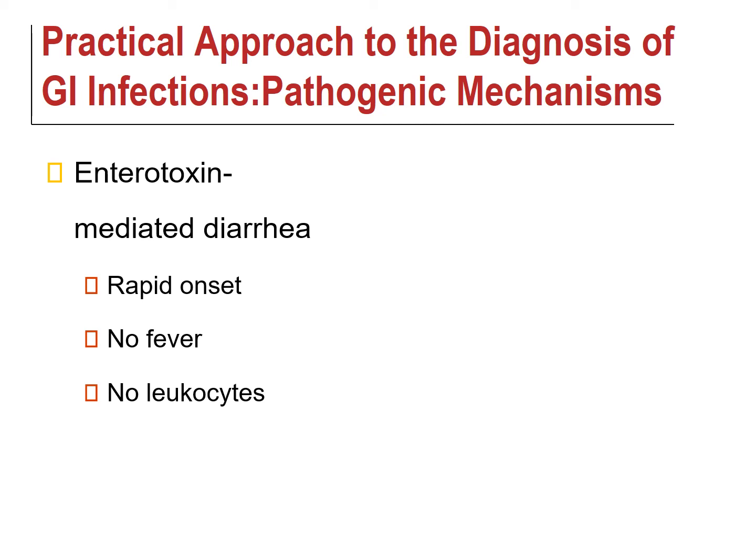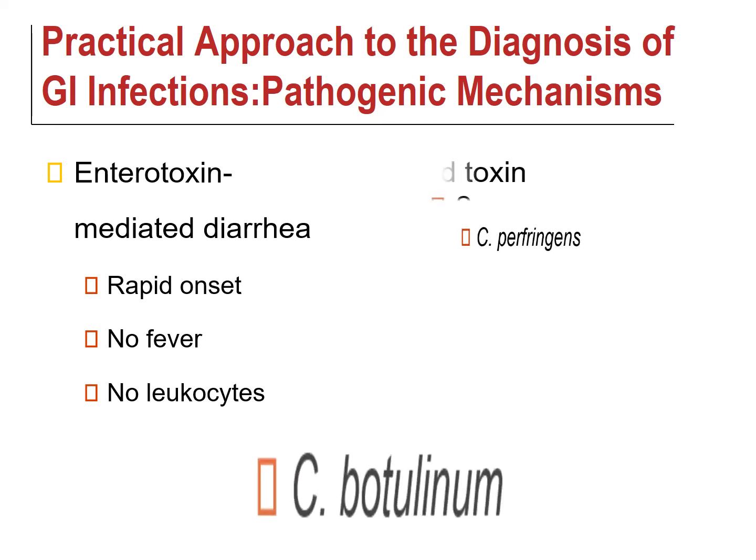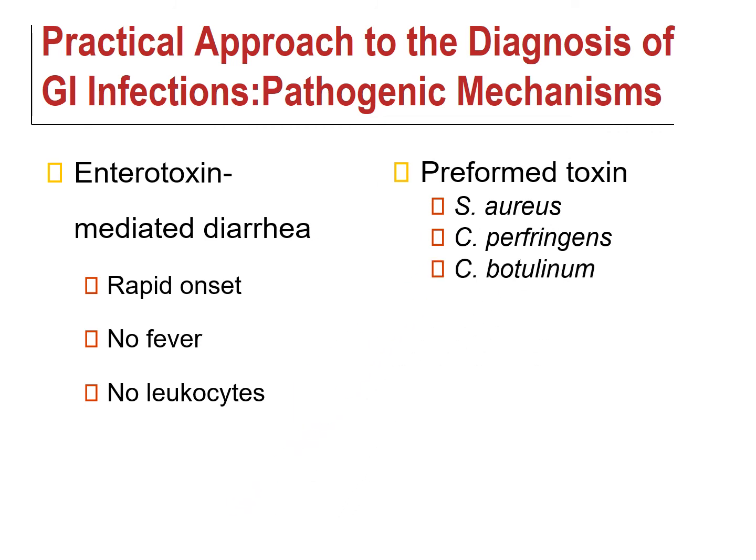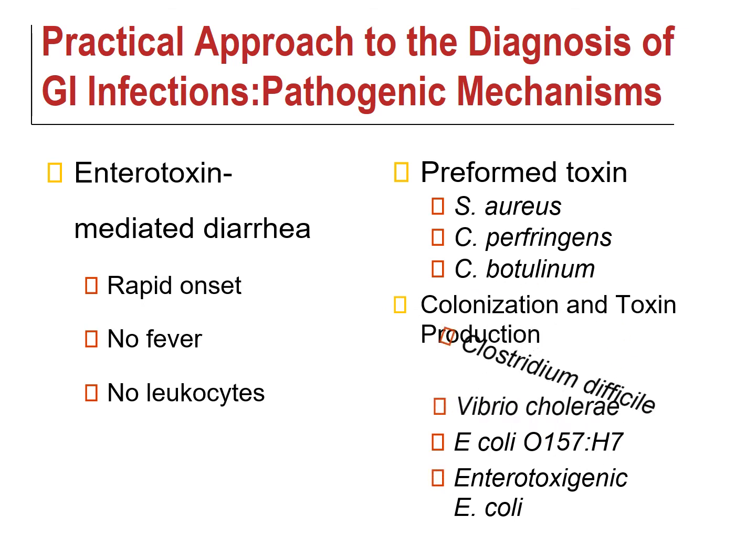So this is enterotoxin-mediated diarrhea. Examples of those forming preformed toxin, as mentioned previously, include Staphylococcus aureus producing enterotoxin B, Clostridium perfringens, and Clostridium botulinum. While other organisms may require a certain amount of time to colonize and multiply and then produce a toxin to initiate the syndrome. Colonization and toxin production mechanism is used by Clostridium difficile, Vibrio cholerae, E. coli O157:H7, and enterotoxigenic E. coli.